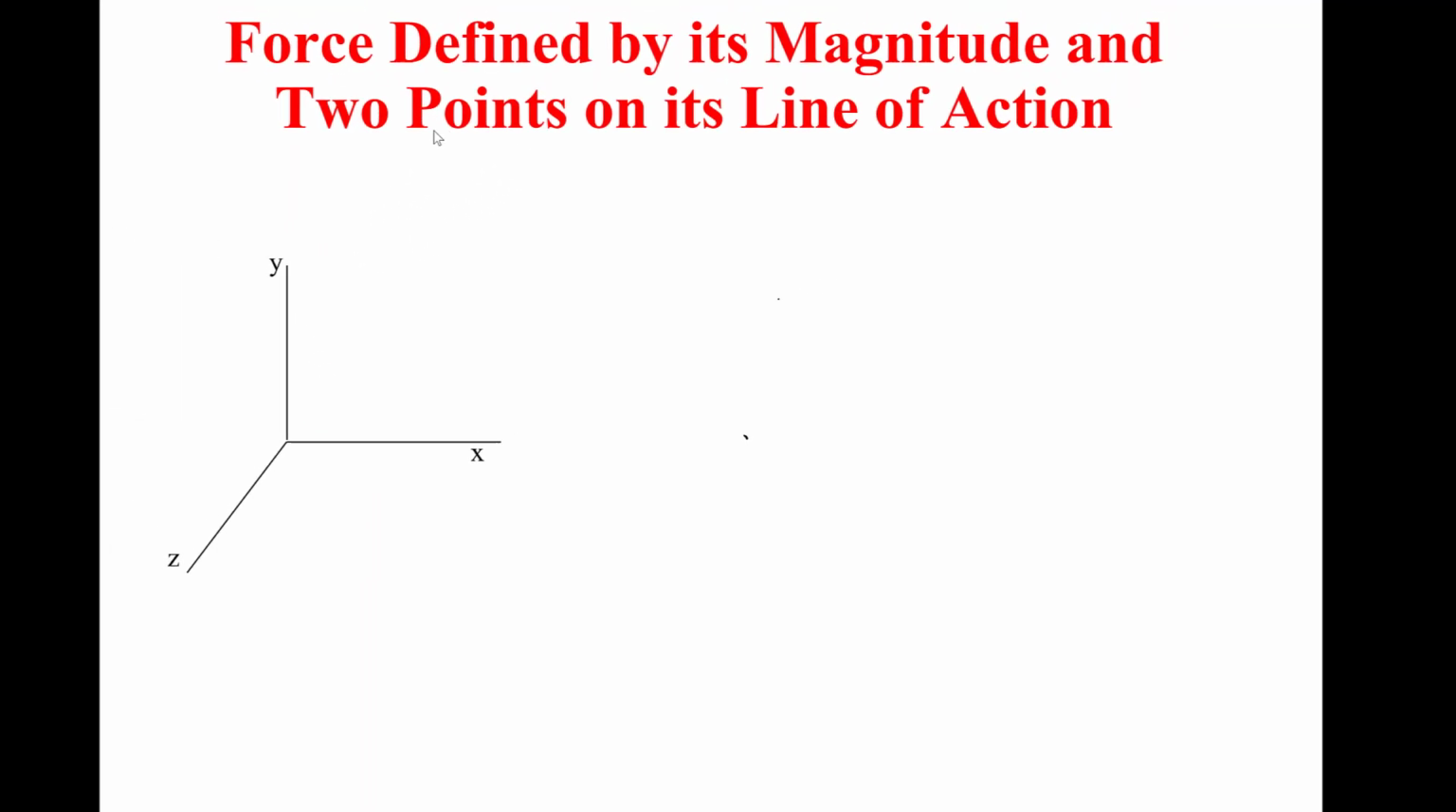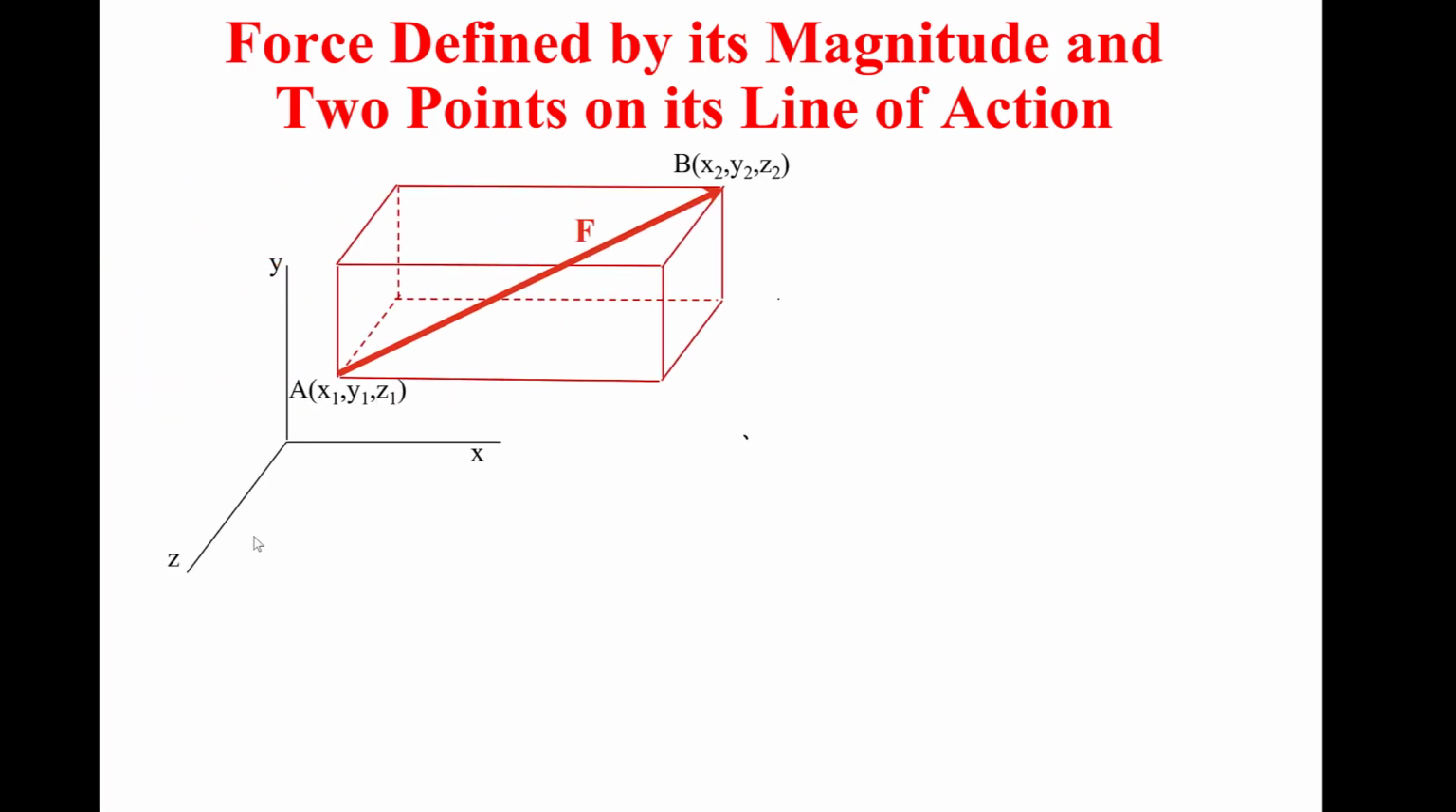The other condition is if I have a force defined by its magnitude and two points on its line of action. So if I have the coordinate axes x, y, and z, and then I have a force F, defined by magnitude F, and point A and point B are located on the line of action of the force. So I know the force F1, the point 1 and point 2.